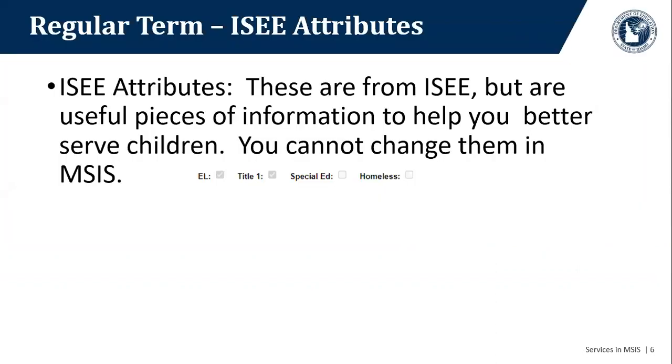The regular term starts on the Services tab, starts with 4 IC attributes, and those are EL status, Title I status, Special Ed status, and homeless status. And those come from IC. So they're useful information to you to ensure that we're serving those children in the way that we need to, but you cannot change them here. They come from IC. This is just information for you.